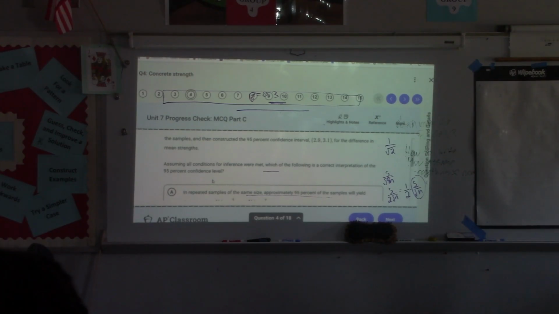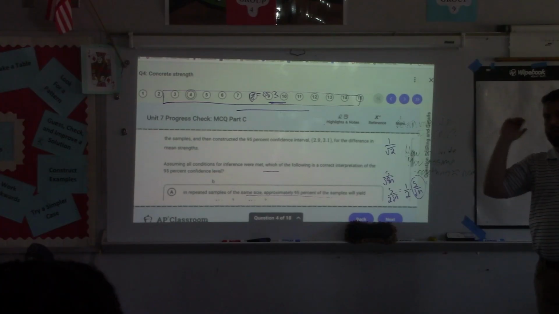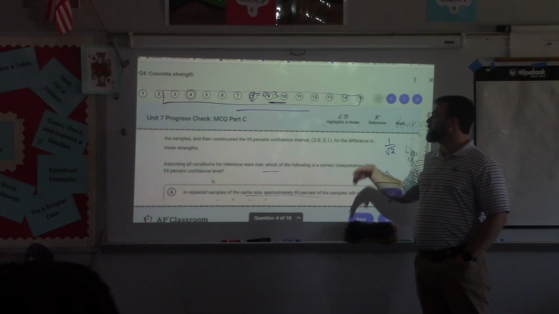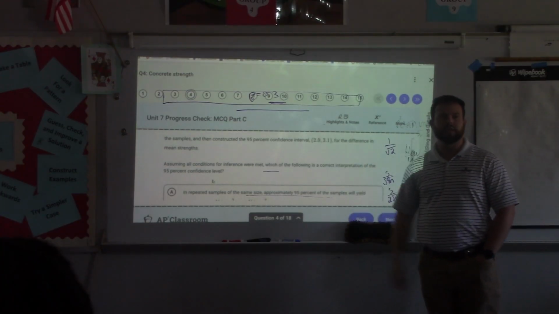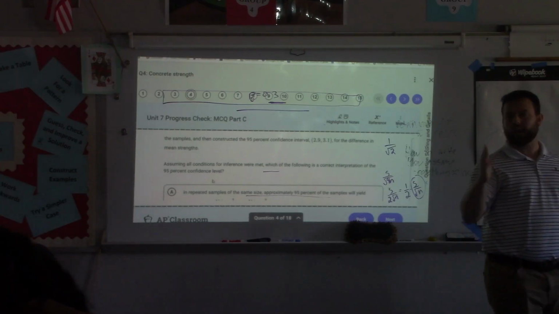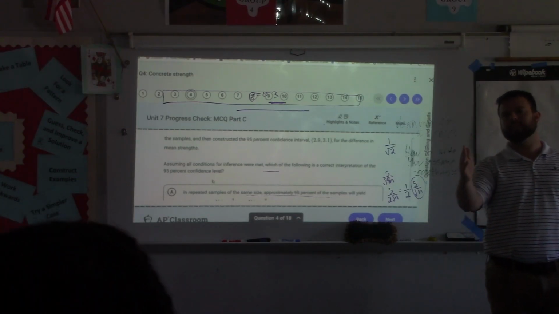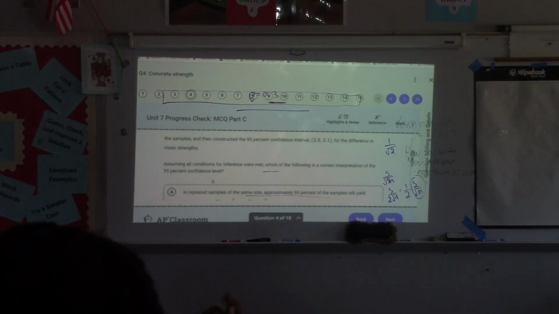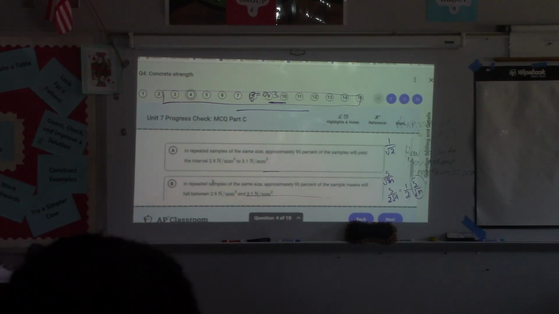Confidence level. So remember, in a confidence interval, we're 95% confident that the interval from here to here captures the true difference in mean strengths. But in the confidence level, why are we that confident? Because in repeated sampling, 95% of the intervals capture the parameter. So the interval doesn't matter.